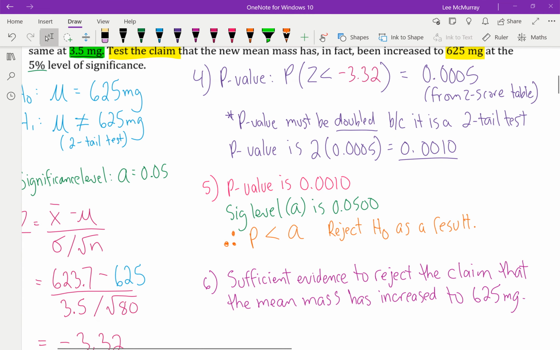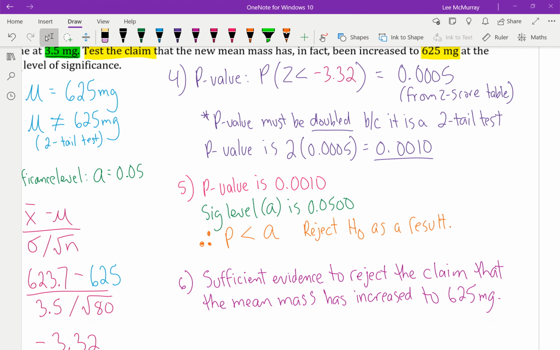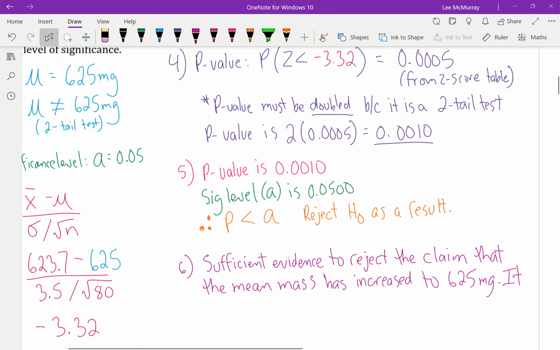So we're saying because we rejected the H0, right, we rejected the null hypothesis, that there's sufficient evidence to reject that claim, right, to reject the claim that the mass has increased to 625 milligrams, because the H0 was in fact that claim. So we're going to add in, and this isn't necessarily required, but just to bring it all together, it appears as though the mass is too low. Okay, and how do we know it's too low?